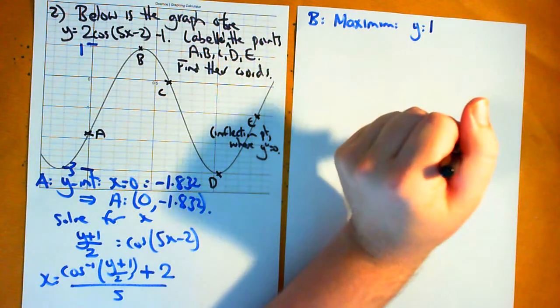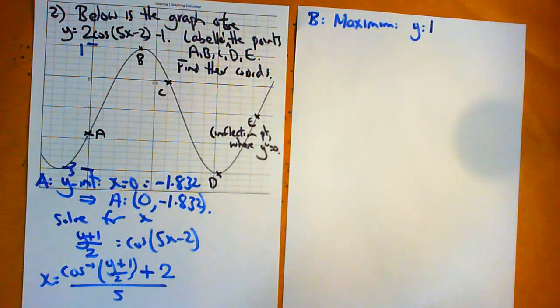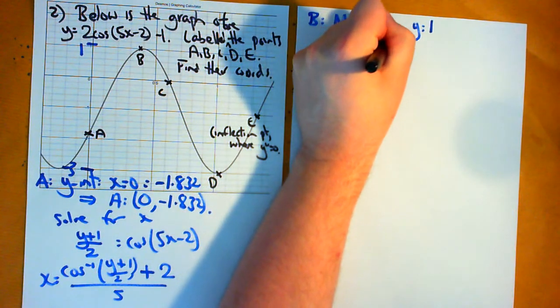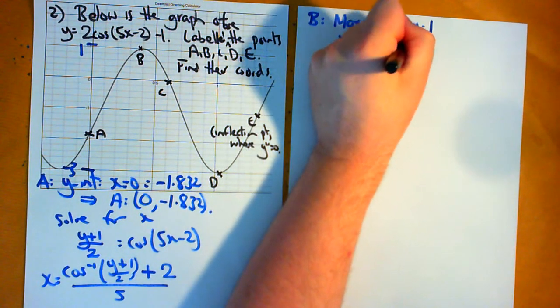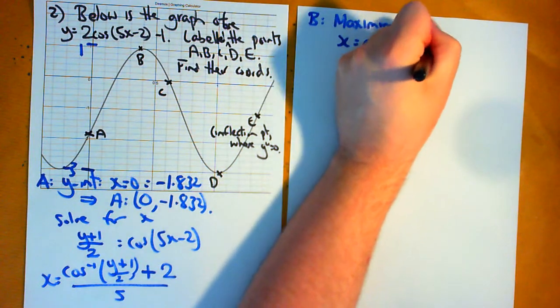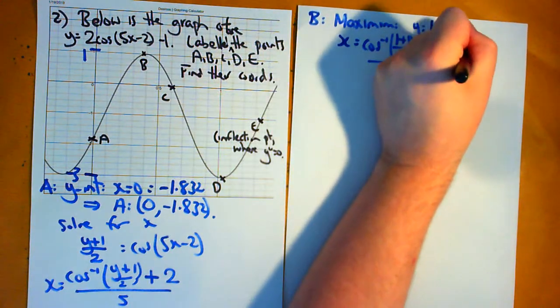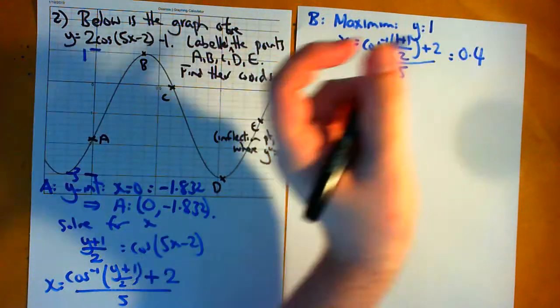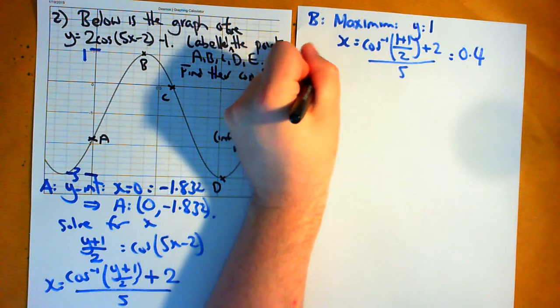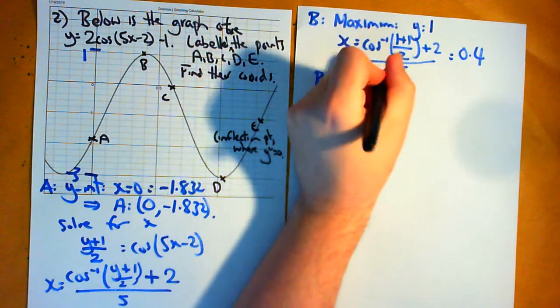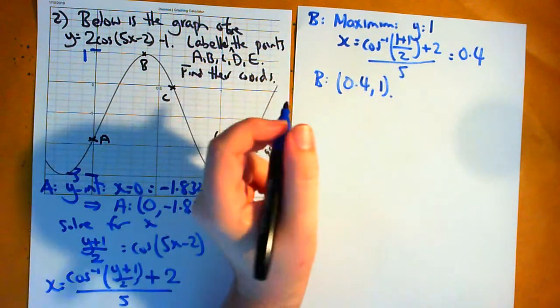Okay, so with y equals 1, we can substitute that directly into our rearrangement for x. So therefore we get x equals cos inverse of y is 1 plus 1 over 2, plus 2, divided by 5, which gives us an answer of 0.4. So therefore B has the coordinates of 0.4 is the x value and y is 1.